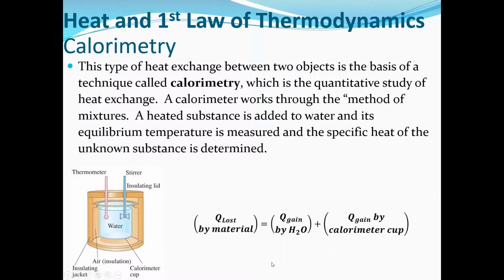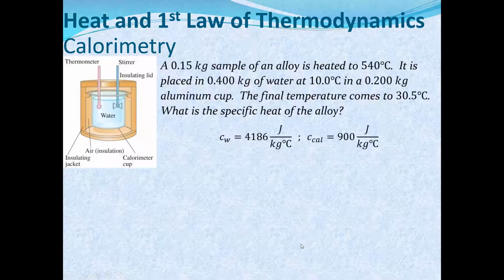Now, the equation that we were dealing with before with the conservation of energy can be slightly altered. It's not really a new equation; it's still conservation of energy, but focusing more on the fact that the heated material, the unknown material, is going to lose some heat, and the heat is going to be gained by both the water and the calorimeter cup. So instead of it being a one-to-one situation like the prior case, it's now going to be one split to two different materials. But the whole process still ends up being the same.